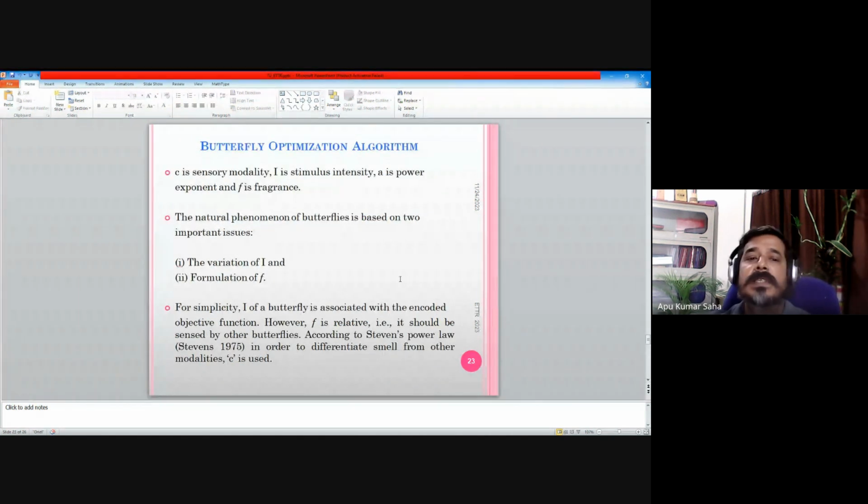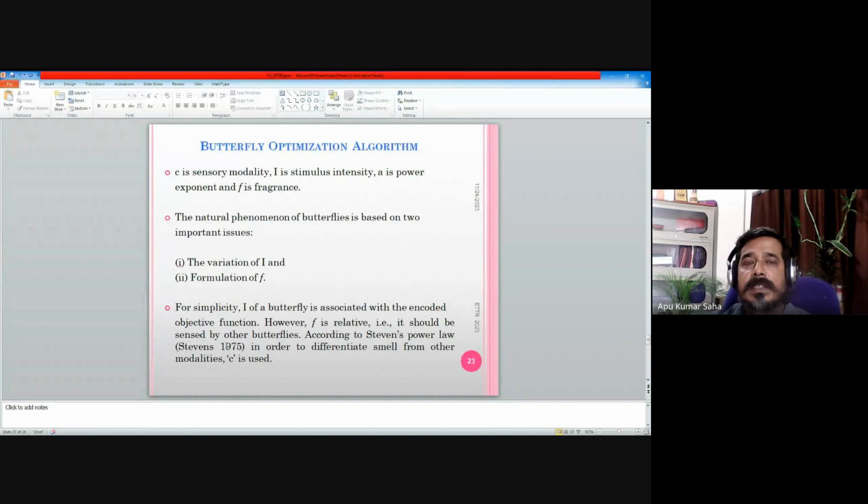So already we have discussed c is sensory modality, I is stimulus intensity, a is power exponent, and f is fragrance. So the natural phenomenon of butterflies is based on two important issues, the variation of I and formulation of f. So now how to take this a and I? Actually, this is by Stevens' power law. In 1975, Stevens gave his power law, that is true for every metaphysics. So for every kind of stimulus, there is a law, and the law is the same.